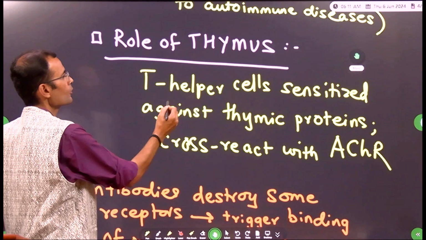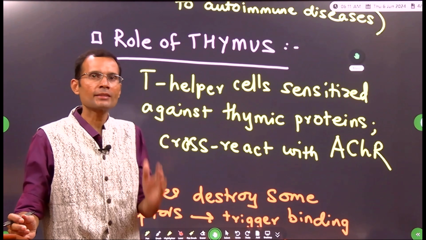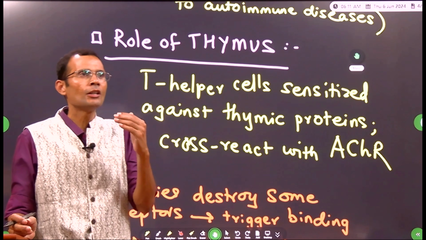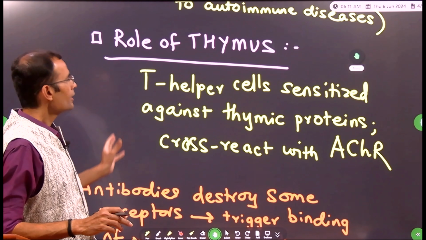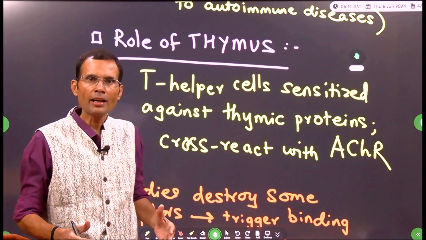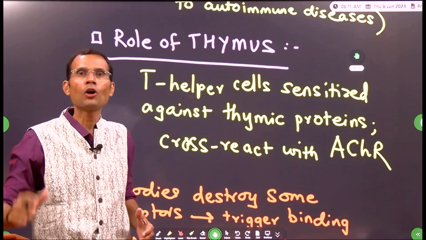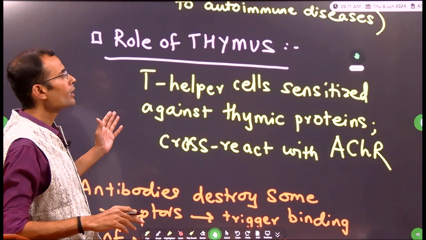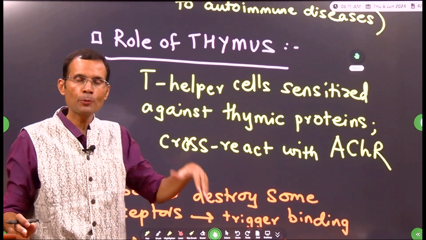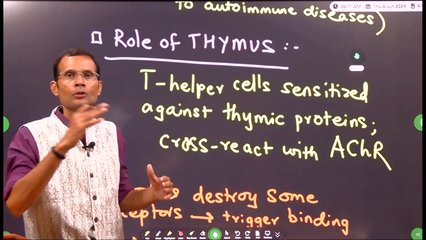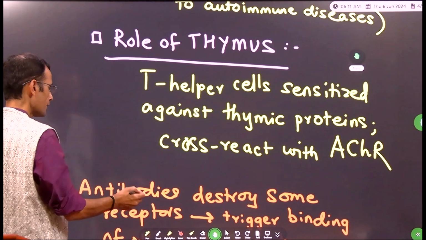There is a role of thymus also which has been found. You know, there are T helper cells which are sensitized against a certain thymic protein. Now these T helper cells cross react with the nicotinic acetylcholine receptor on the motor end plate. So the T helper cell formed against thymic antigen or thymic protein, and they cross react. Those antibodies then start attacking the nicotinic acetylcholine receptor.